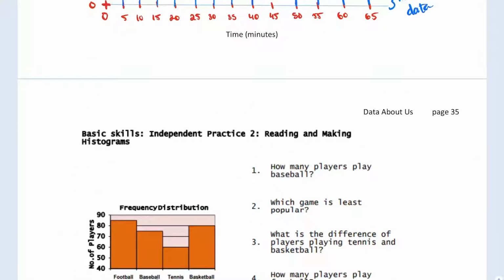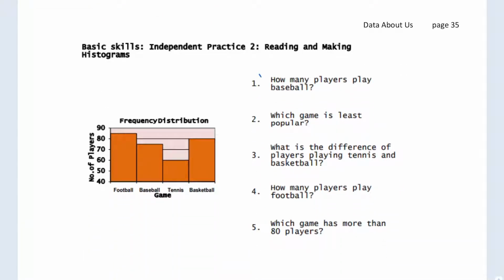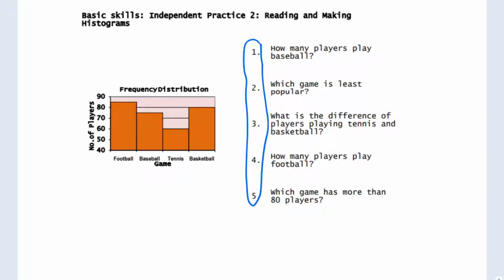All right, so now we're getting into the independent practice part of your histogram drawing. What I want you guys to do is spend about 4 to 5 minutes answering these questions on page 35. Only the first 5 questions, please. Use this graph on the left to help you answer the questions. So go ahead, pause the video, work for about 4 minutes. All right, hopefully you paused the video.